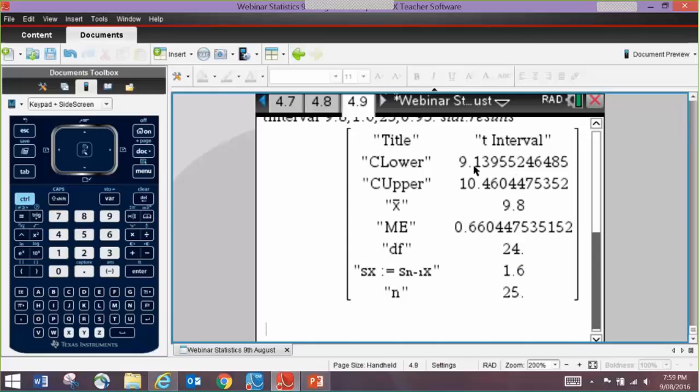What this tells me is actually the critical values of my t-value, so that's quite nice, that my critical values are between 9.14 and 10.46, and because my original population mean was 9.2, it falls within those two values, therefore I accept H0. So the confidence interval and the significance level are directly linked.